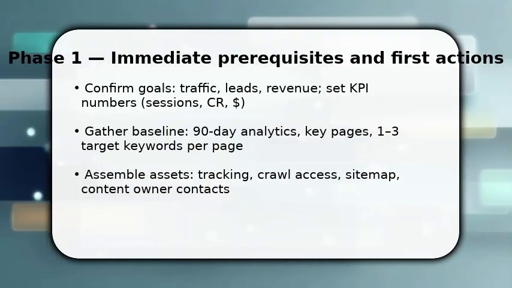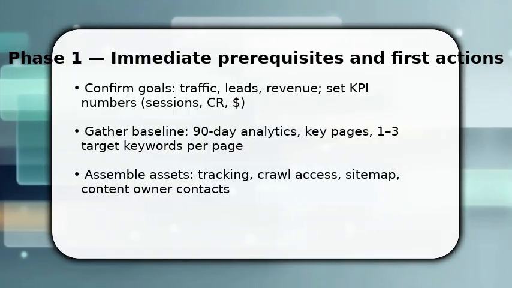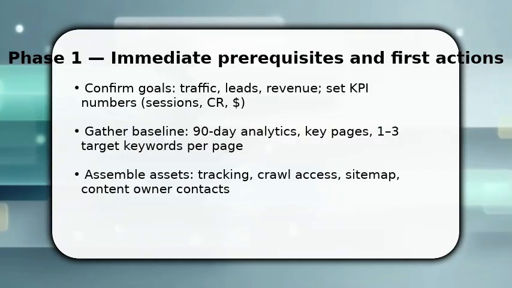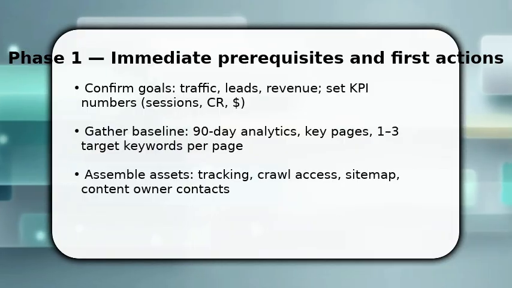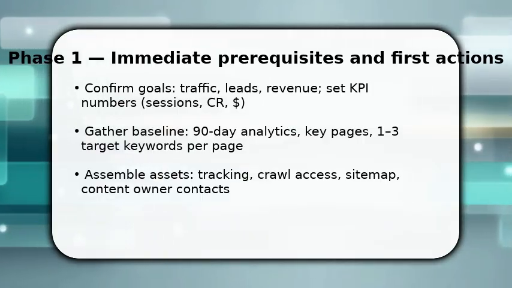You start by locking goals and metrics: traffic, leads, revenue, so you measure change precisely. Once that's clear, pull a 90-day analytics baseline and note top pages and keyword targets. This shows where impact can occur fast. Make sure tracking and crawl access are working, upload or verify the sitemap, and list content owners for edits. These first steps save you guessing later and let you move immediately into testing and controlled changes that will produce measurable lift.